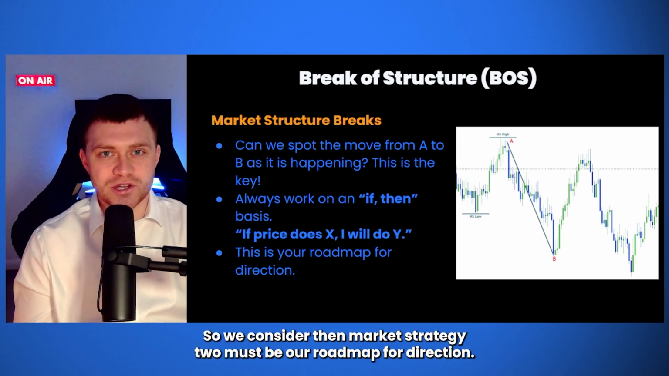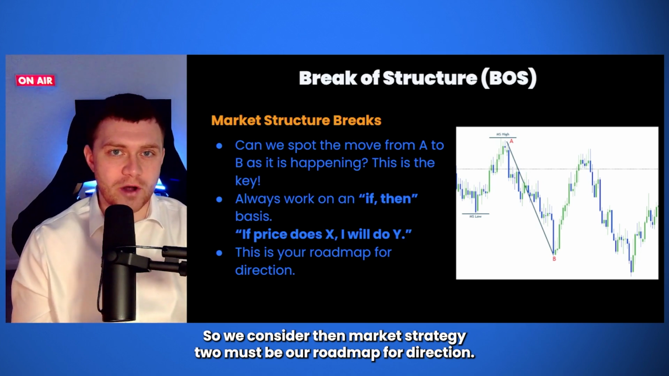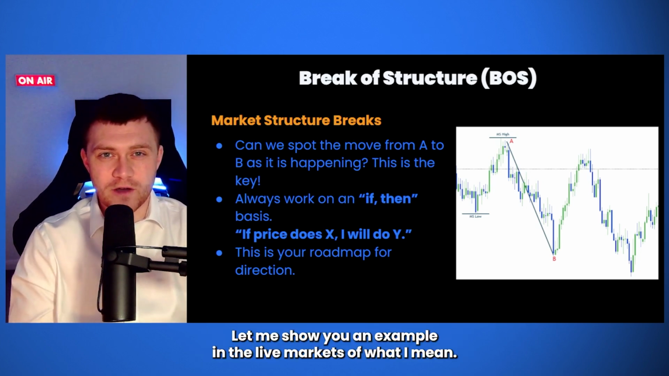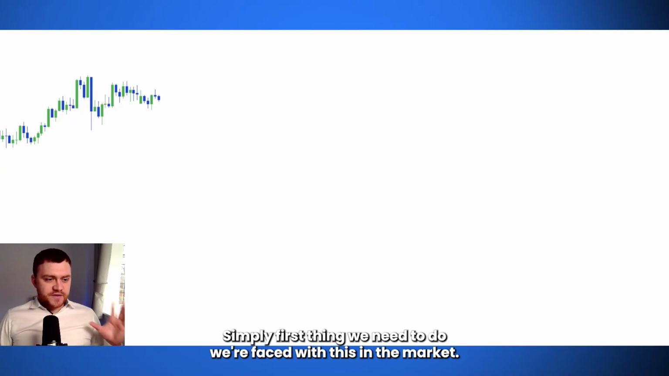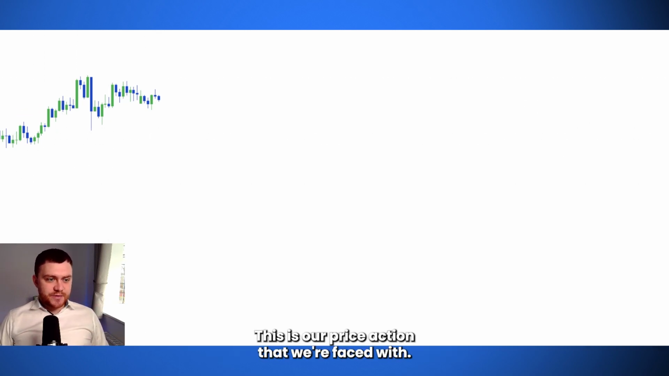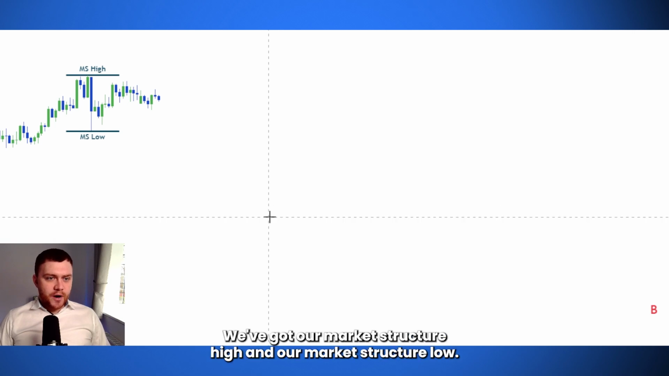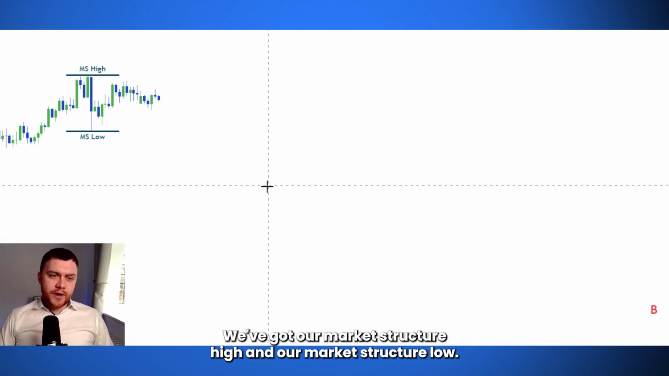So we consider then market structure to almost be our roadmap for direction. Let me show you an example in the live markets of what I mean. First thing we need to do, we're faced with this in the market. This is our price action that we're faced with. We've got our market structure high and our market structure low.